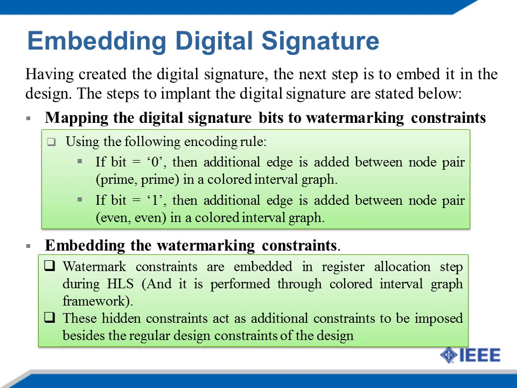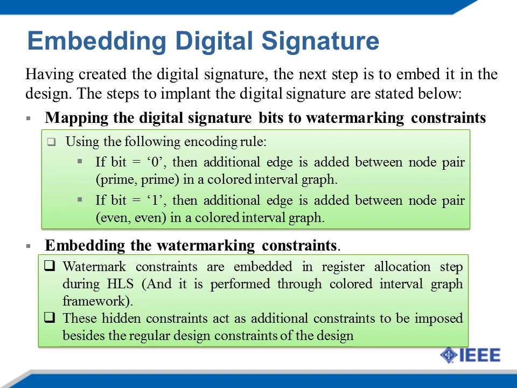Now let us look into the embedding process of a digital signature. Having created the digital signature, the next step is to embed it in the design. That's very obvious. So how does it work? How do we implant it? The first step is mapping the digital signature into watermarking constraints. We call them watermarking constraints because eventually, once the bitstream gets converted into constraints, it becomes similar to a watermark. However, the pre-processing phase before this was all about digital signature security.